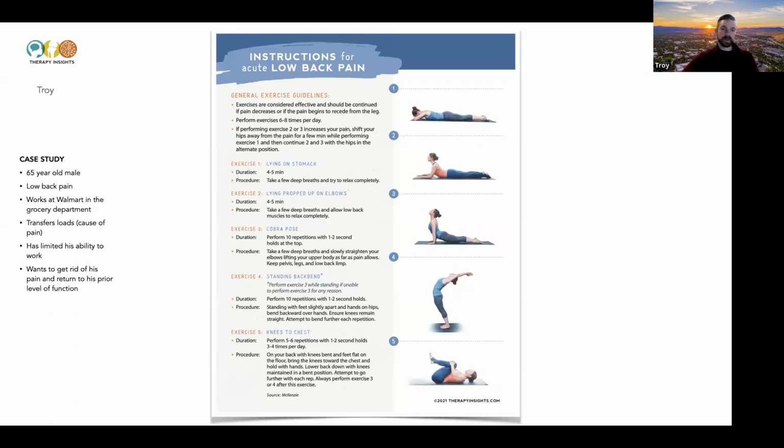So it's really about promoting increased extension, so starting with prone lying, progressing to prone on elbows, to a cobra pose, to back bends, and then ending with a knees to chest, so an overpressed flexion piece. But this guideline is really meant to be pretty simple and appropriate and well suited for someone that needs repeated extension exercises.